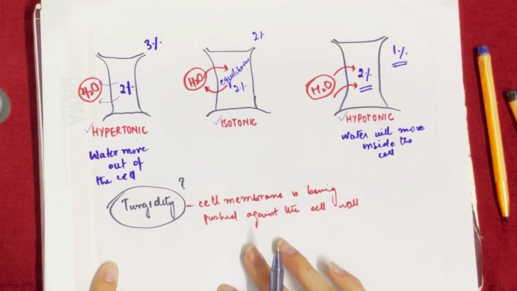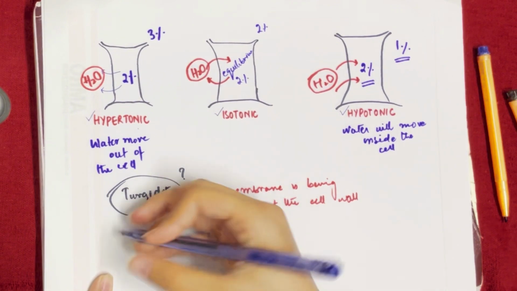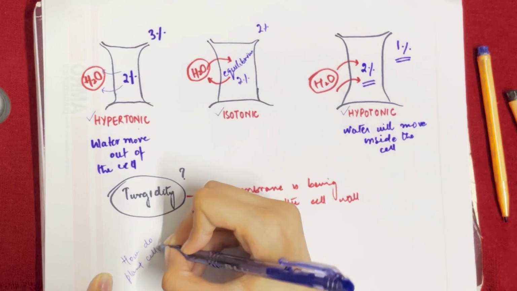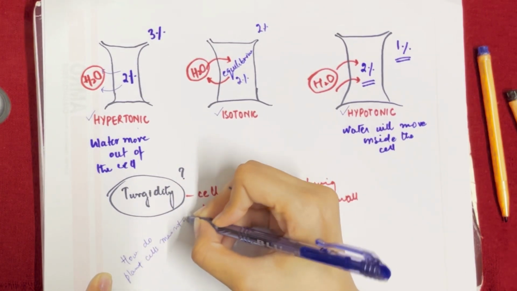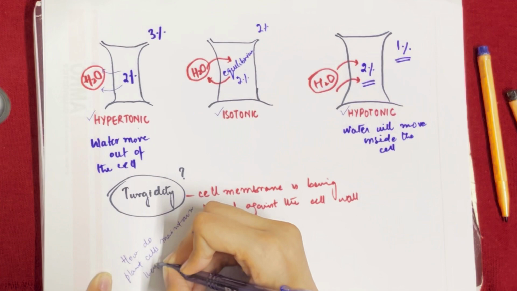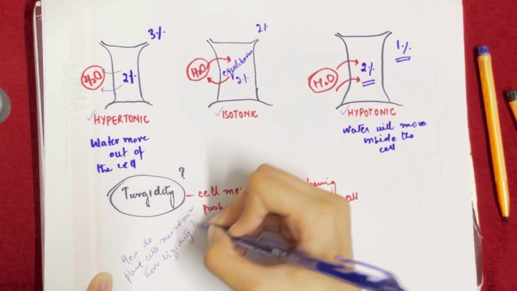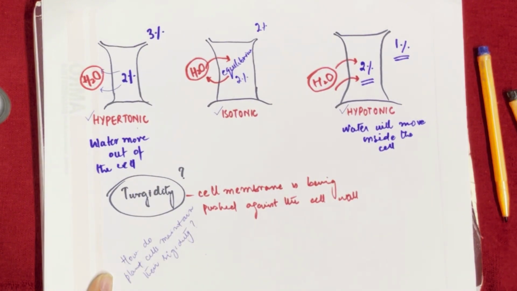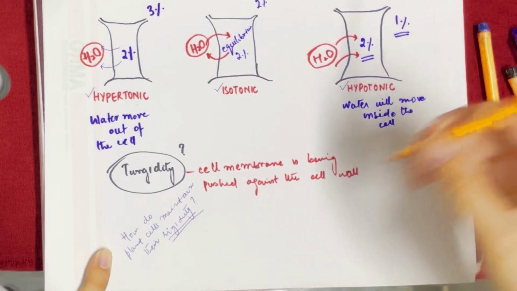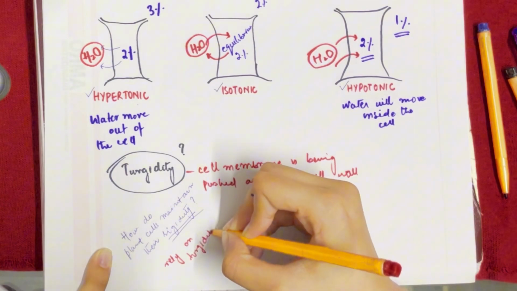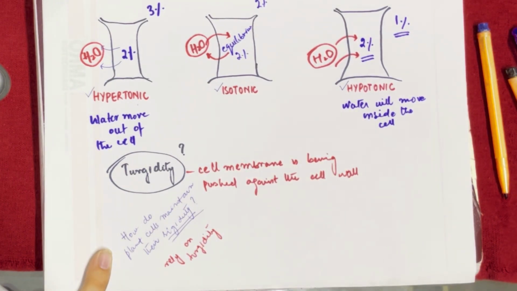Now, the question often arises: how do plant cells maintain their rigidity? The terms rigidity and turgidity are very similar to one another. They both rely on each other. When a plant needs rigidity, it relies on turgidity. When turgidity is there, it gives structure to the plant cell, thus it becomes rigid. This is the answer to this question.